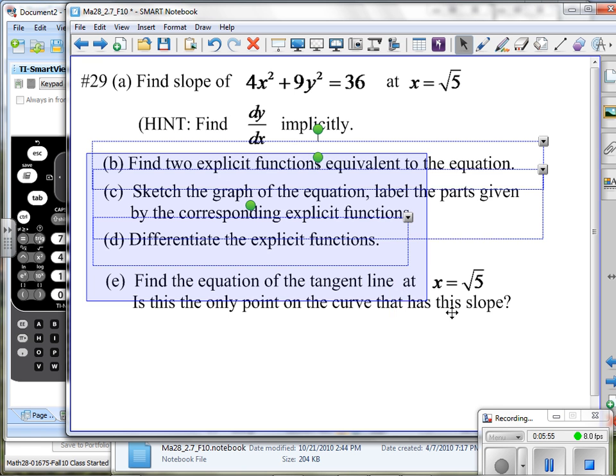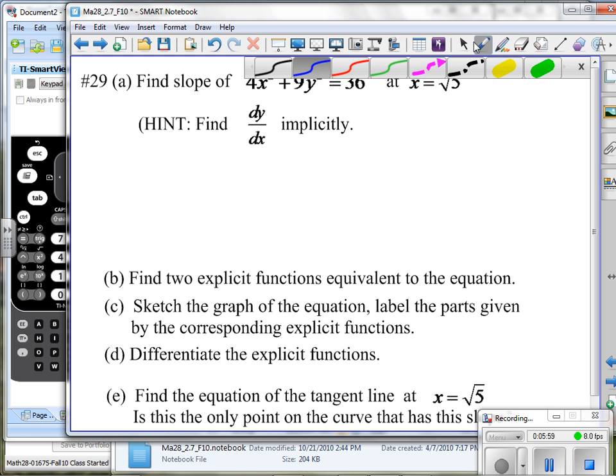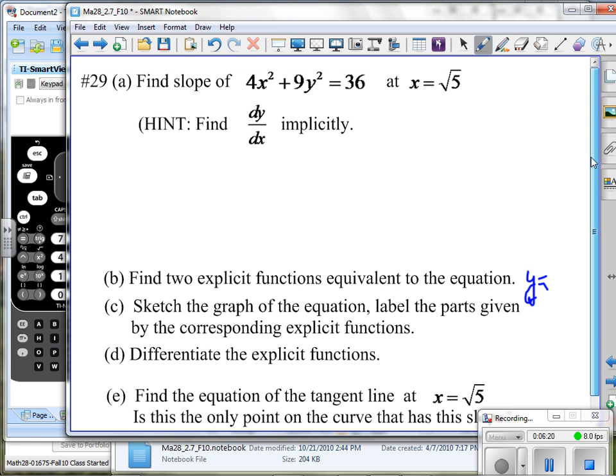Move this out of the way here. Okay, part A. Find the slope of this using implicit differentiation. Now, the opposite of that is explicit. Explicit means you are able to write y equals. If I can write it as y equals, it's an explicit differentiation, or explicit function format. We're going to use implicit here.